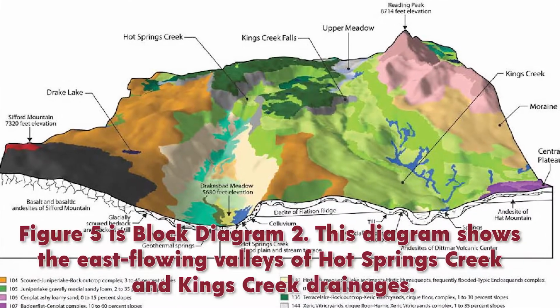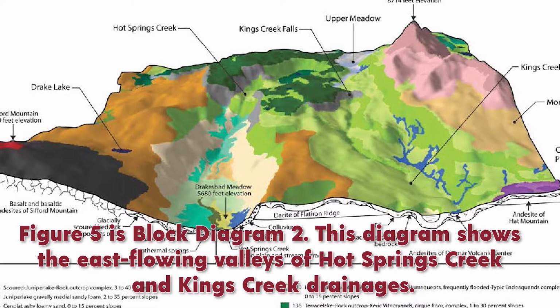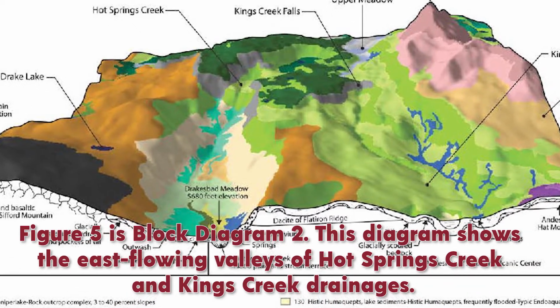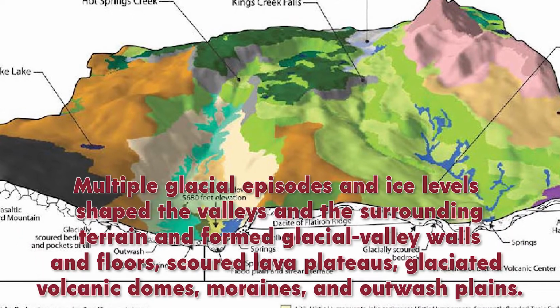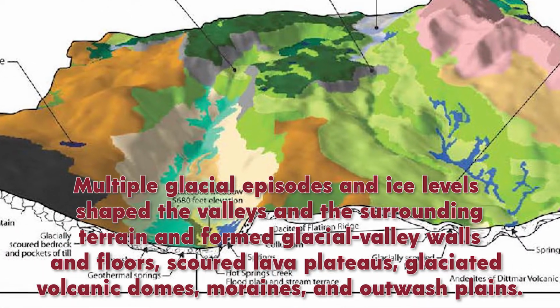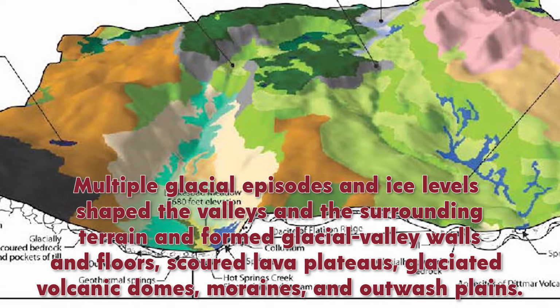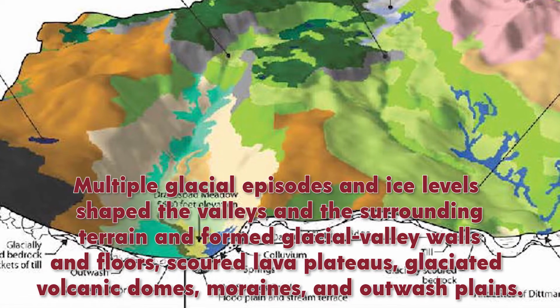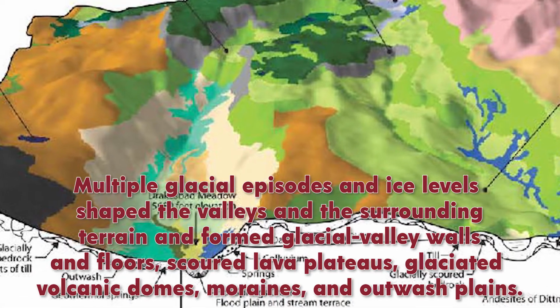Figure 5 is block diagram 2. This diagram shows the east-flowing valleys of Hot Springs Creek and Kings Creek drainages. Multiple glacial episodes and ice levels shaped the valleys surrounding the terrain and formed glacial valley walls, floors, scoured lava plateaus, glaciated volcanic domes, moraines, and outwash plains.